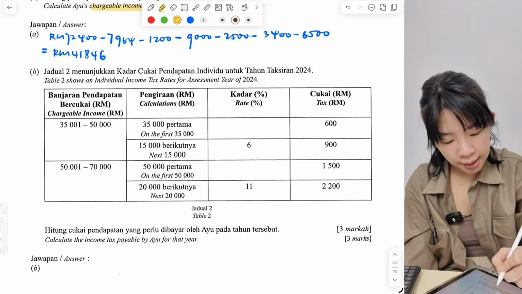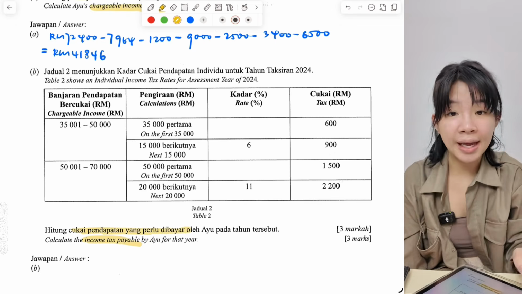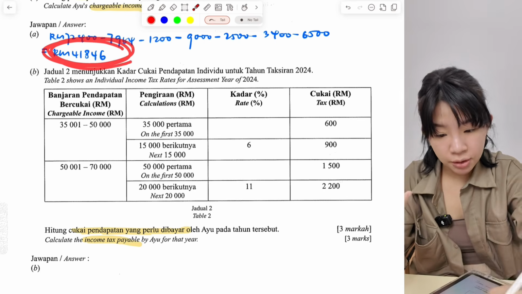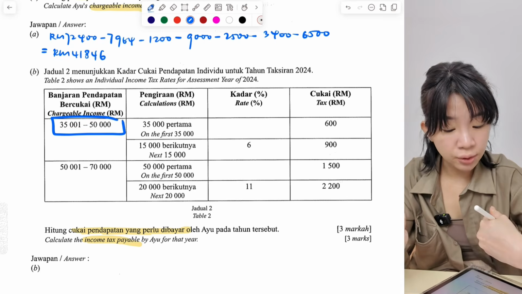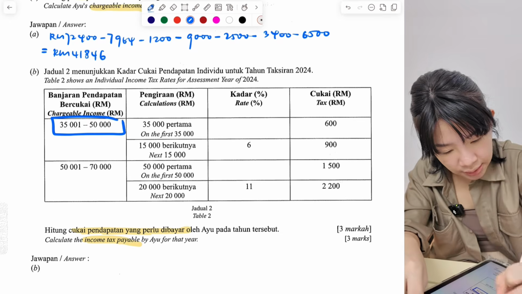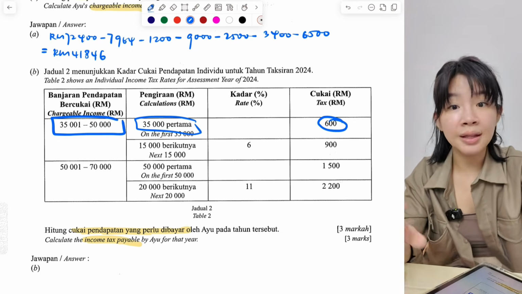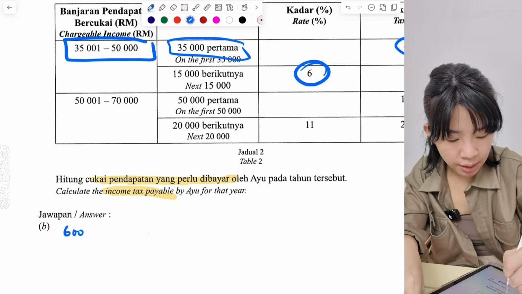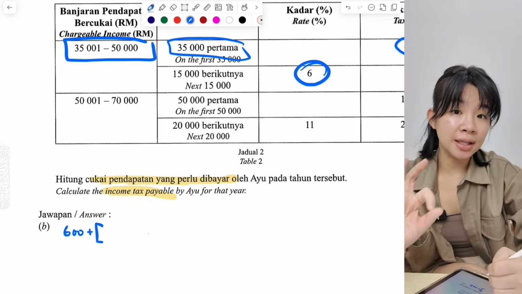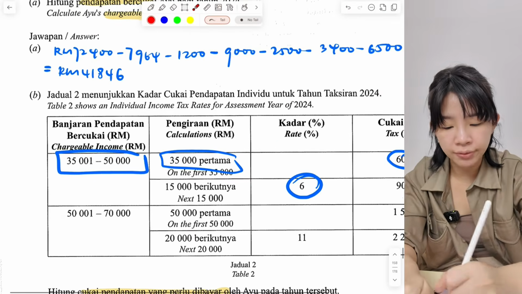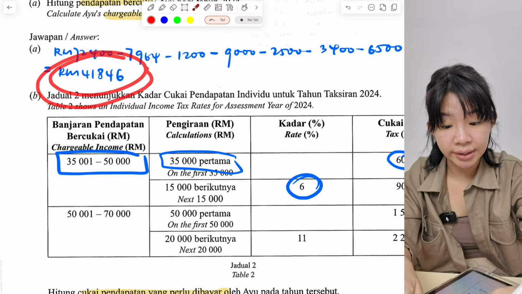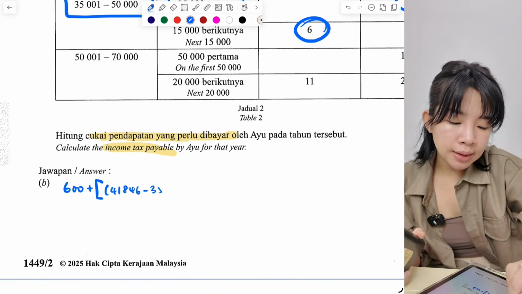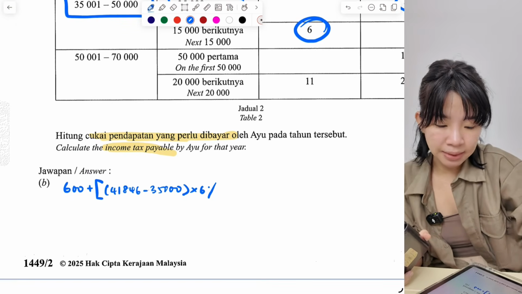Okay, now calculate the income tax payable. Cukai pendapatan yang perlu dibayar, like the final amount you have to pay. So chargeable income 41,000 something. So it falls in this category, 35,000 to 50,000. Okay, so first 35,000 have to pay 600. Then the balance, the remaining 6%. Okay, so now 600 definitely. Now 600 is already calculated 35,000, but her chargeable income is 41,846. So left how much balance? So we minus 41,846 minus 35,000 and then times 6%.